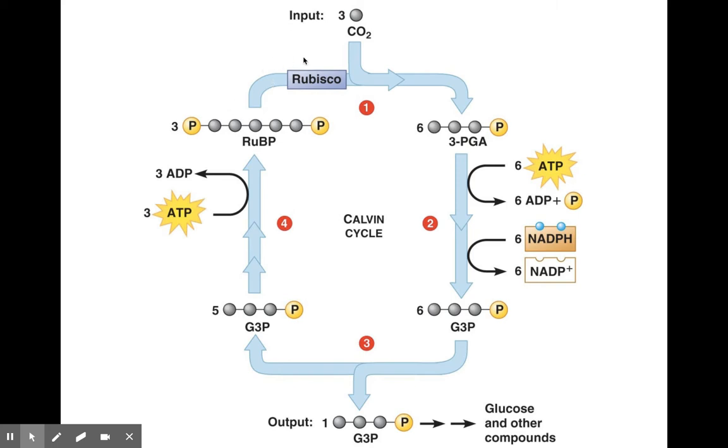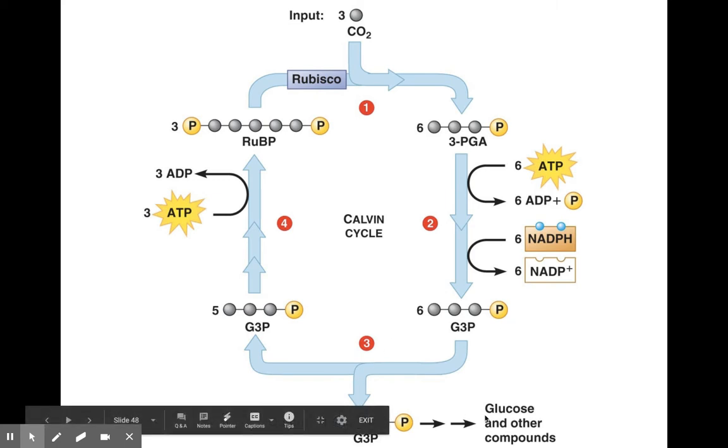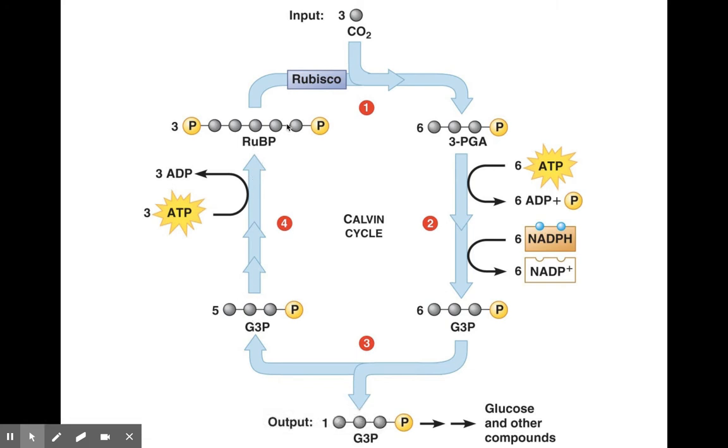But if we were to put in the real numbers that are happening, what really happens is that 3 RuBPs and 3 carbon dioxides are going to combine to make 6 3-PGAs. And then it's going to take 6 ATPs and 6 NADPHs to make 6 G3Ps. One of the 6 comes out, the other 5 go around. And the other 5 with 3 ATPs will be made into 3 RuBPs. So this is the actual numbers of what is happening.